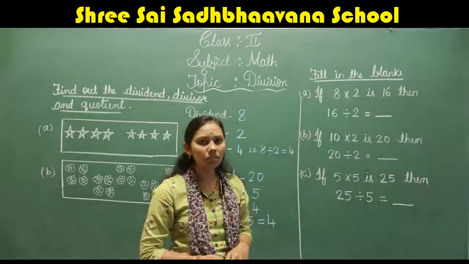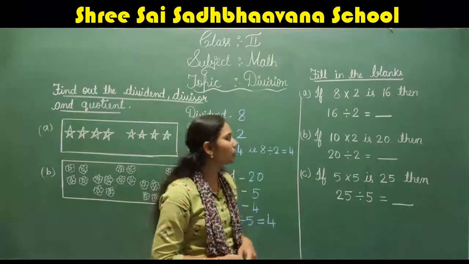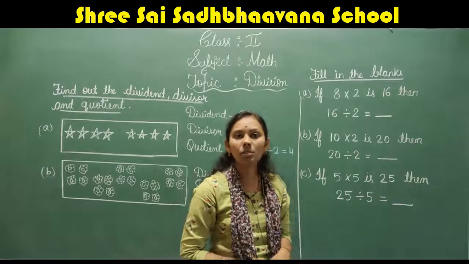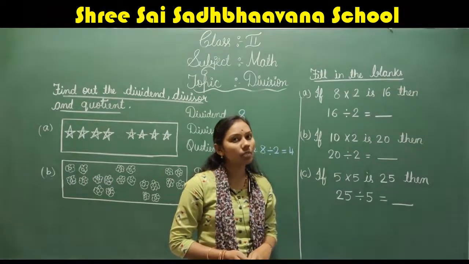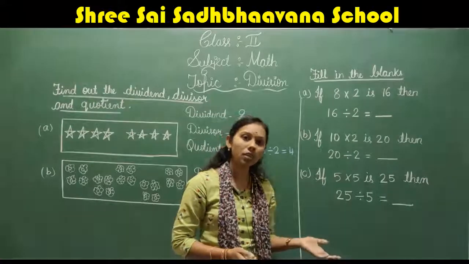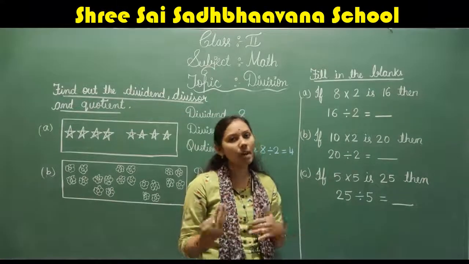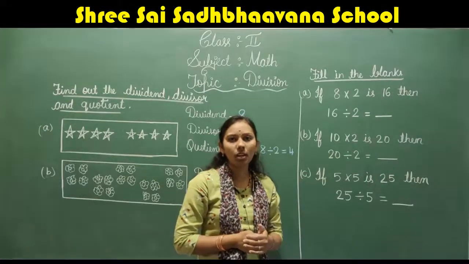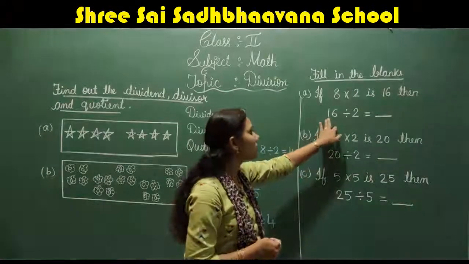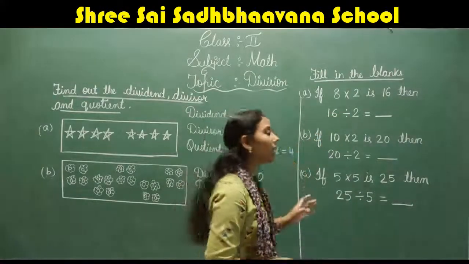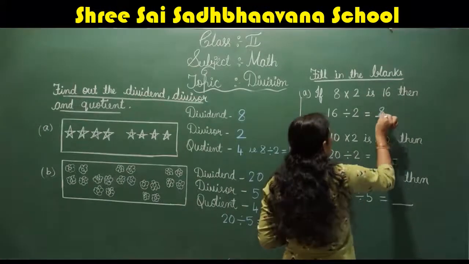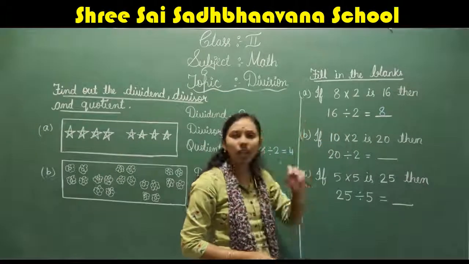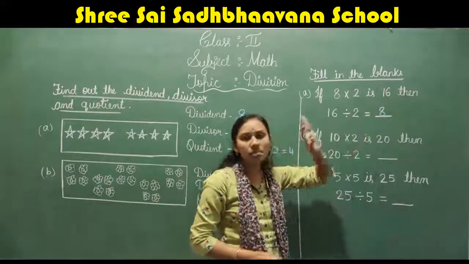Do you have any idea? As I told you children, that is the multiplication fact. Each multiplication fact will have a division fact and each division fact a multiplication fact, vice versa. So that means 16 divided by 2, that is 2 8s are 16. When you divide 16 by 2, it goes 8 times.